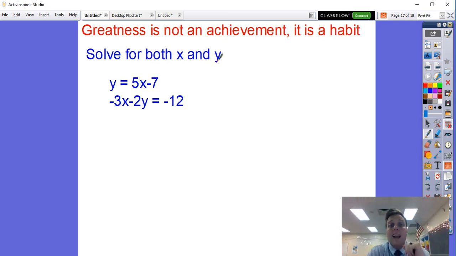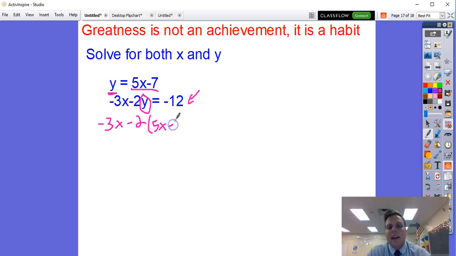Okay? What I do suggest doing is taking a moment and looking at the given information. Look here. You already have y equals. You know that y equals 5x minus 7. That means that I can replace any y with 5x minus 7. So what I would do is I would come down to my second equation, and I would replace this y with 5x minus 7. Because if I do that, it's going to give me one giant equation with just one variable, the x variable.